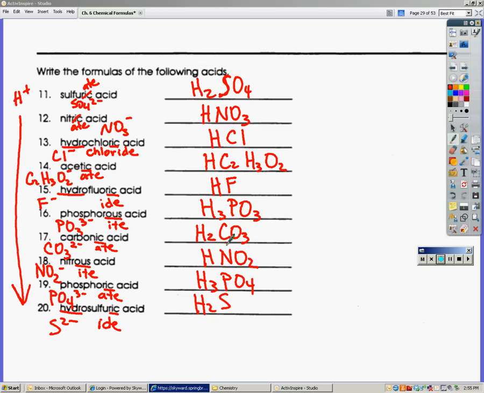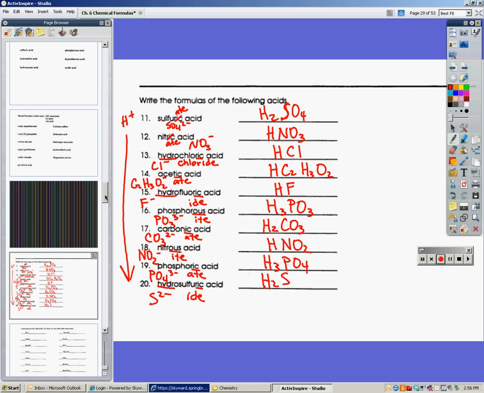Okay, here are your answers. Check them over, make any corrections if you need to. Over here, if I saw that it ended with ic, then I remembered that that came from ate, and so I wrote down sulfate and its charge, and then you crisscross their charges to get to the formula. So that 2 comes down and across with the H, H2SO4. So check over the rest of your answers, and before we end this, I want to go back and look at our periodic table.